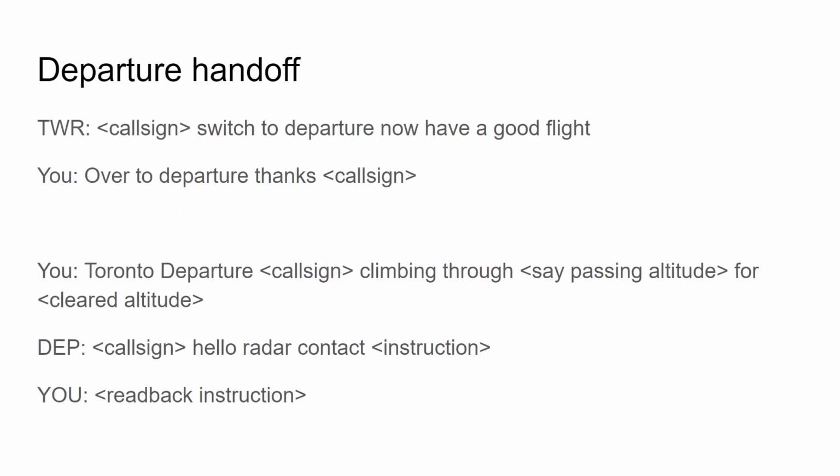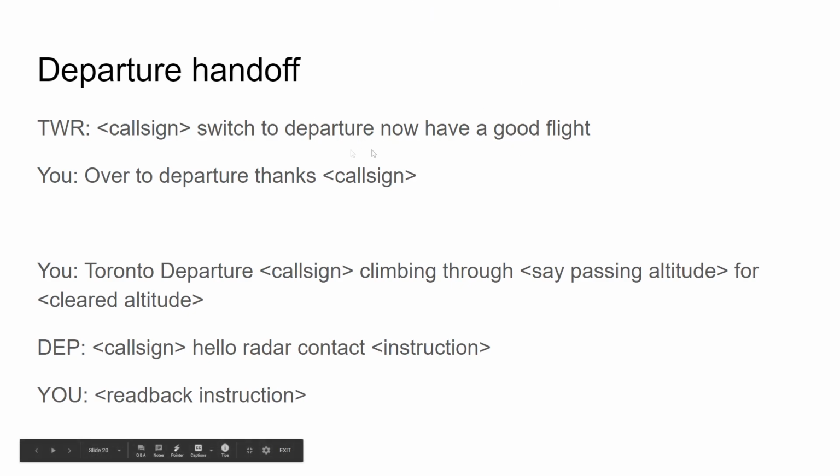Cool. So you've had a successful takeoff. Your gear is up. You're about 1,000 feet in the air. Tower's usually going to say, Maple 7654, switch to departure now. Have a good flight. And you say over to departure. Thanks, Maple 7654. And then you'll switch to the frequency.